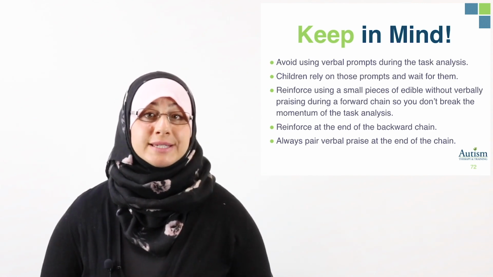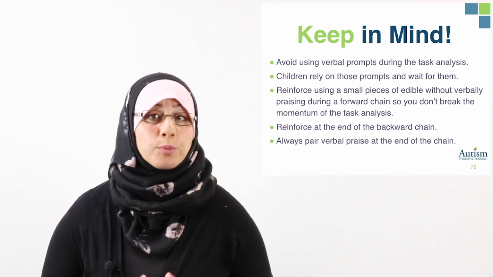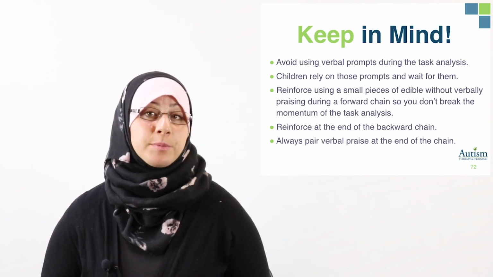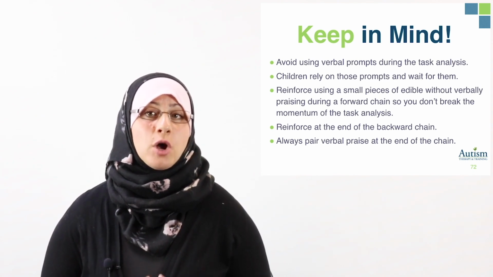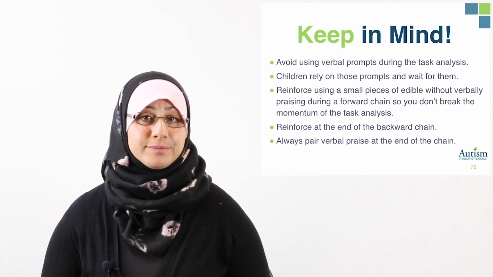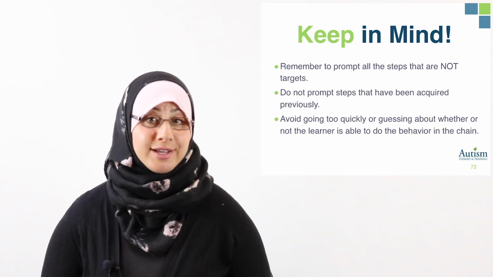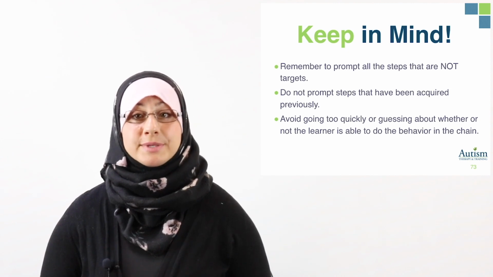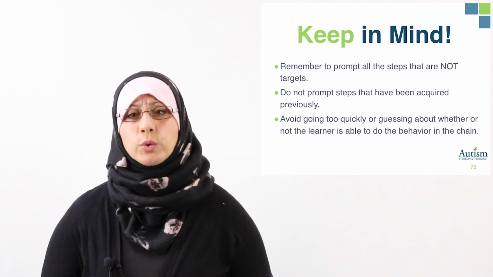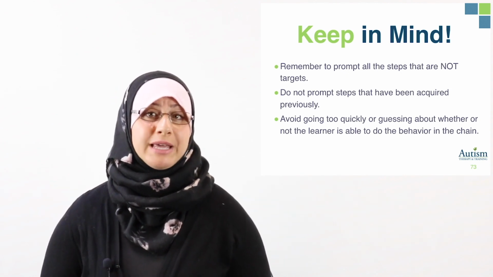Reinforce using small pieces of edible without verbally praising during a forward chain so you don't break the momentum of the task analysis. Reinforce at the end of the behavior chain. Always pair verbal praise at the end of the chain. Remember to prompt all the steps that are not targets. Don't prompt steps that have been acquired previously. Avoid going too quickly or guessing about whether or not the learner is able to do the behavior in the chain.